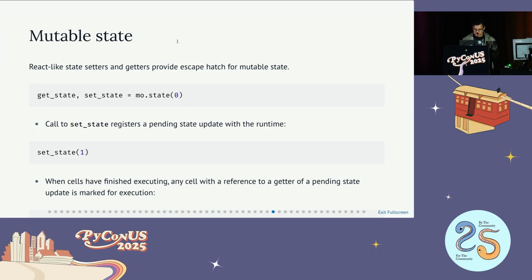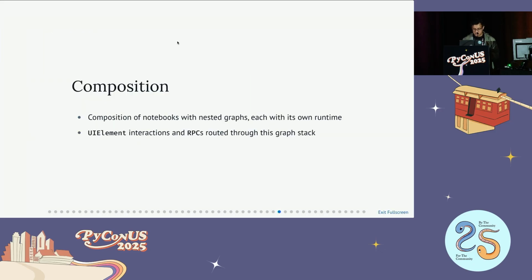Mutable state, I'm going to skip this one. Composition, so our runtime actually consists of optionally a stack of nested runtimes, a stack of nested graphs. And this is what enables you to put notebooks inside other notebooks. So for example, when I showed that haiku example, that was running inside this Marimo notebook. And basically we do some intelligent routing to route UI element interactions in RPCs through the stack of graphs to find the correct notebook.